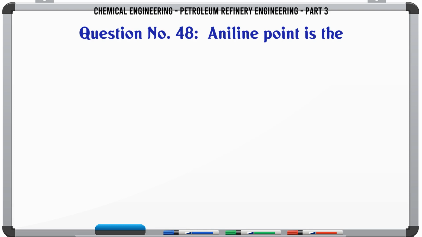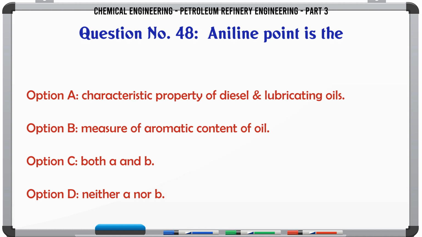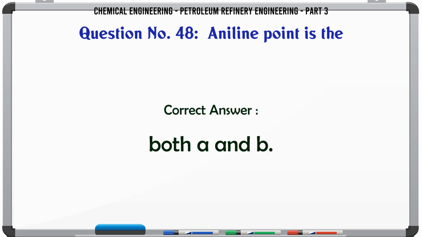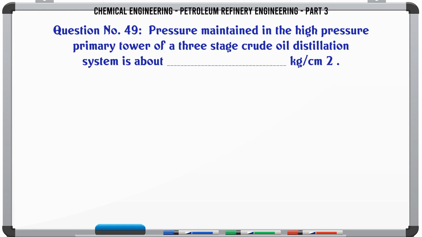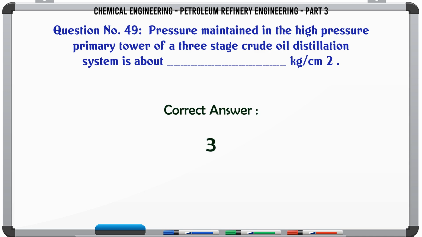Aniline point is the A. characteristic property of diesel lubricating oils. B. Measure of aromatic content of oil. C. Both A and B. D. Neither A nor B. The correct answer is both A and B. Pressure maintained in the high-pressure primary tower of a 3-stage crude oil distillation system is about, kg/cm2. A. 1.5, B. 3, C. 6, D. 12. The correct answer is 3.